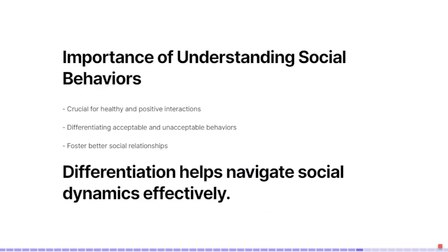Understanding the distinction between behaviors that contribute to acceptable social relationships and those that are not acceptable is crucial for fostering healthy and positive interactions. A differentiation between the two, the acceptable and not acceptable, can guide individuals in navigating the social dynamics effectively. So these are the acceptable and unacceptable behaviors, the opposing behaviors that were mentioned earlier.